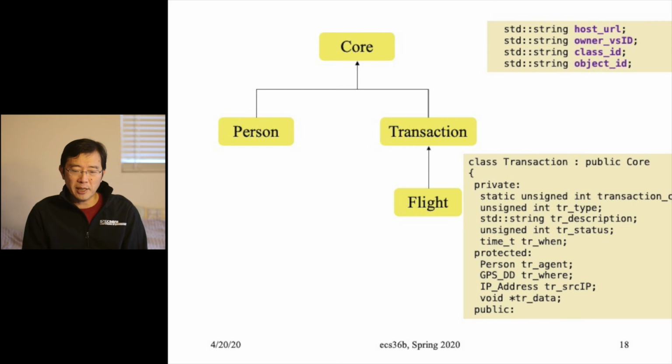So I show you a piece of code. You can see now I modified the class transaction. You will see that in the tar file. So transaction inherits from core, and similarly person inherits from core as well. Okay, so now the core object is over here. So now we have core object, person, transaction, and flight.